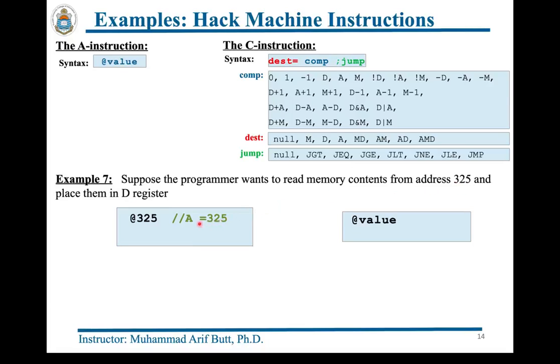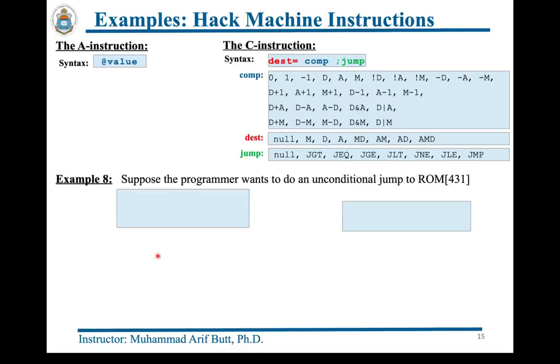want to read inside the A register using the A instruction, @325, and then we are going to use the C instruction, and over here the destination will of course be the D register, and the computation is M. So this is how you are going to read the contents of memory location 325 and place them in the D register for later computation.